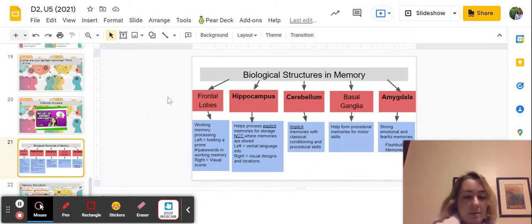And then finally, the frontal lobes actually have a role in memory, and they help with working memory processing. The left would be like holding passwords and stuff in your working memory, because that's like numbers and stuff. And then the right would be more visual things.